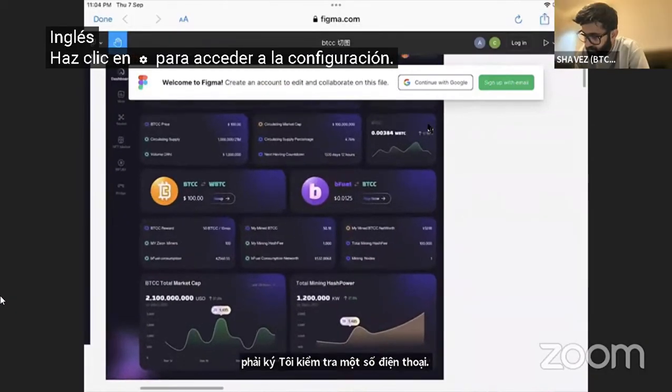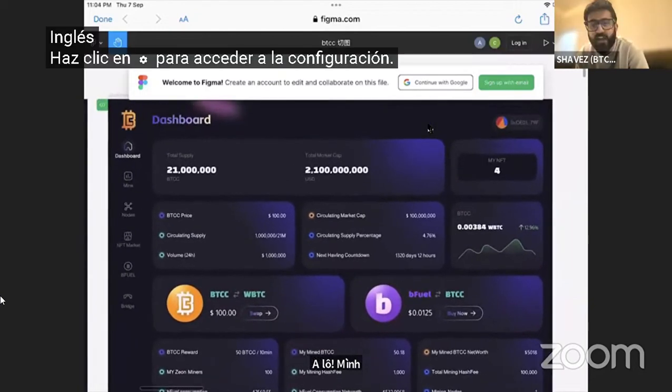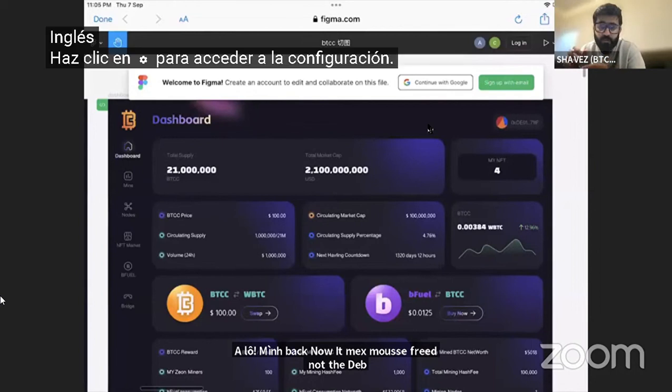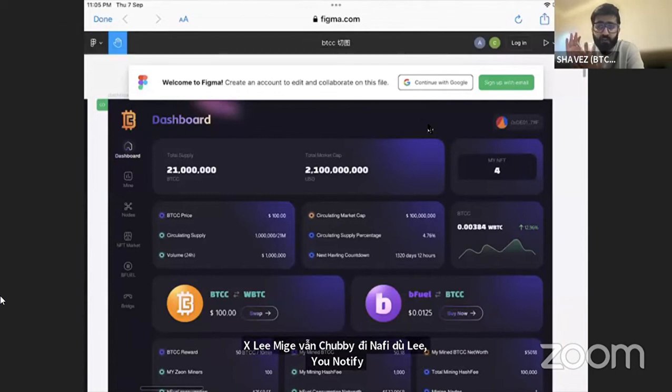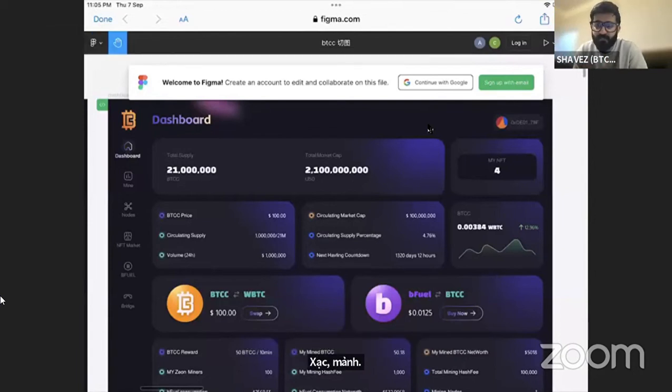So coming back, now it makes more sense, right? Now the dashboard makes more sense to you, because you now understand where you go and what you do. Believe me, it's very simple. Once you buy the NFT, you pledge your NFT to the miner, you connect your miner to the node, and it will start mining.